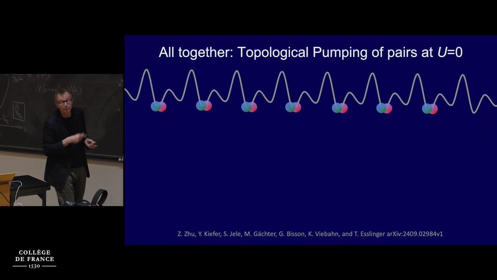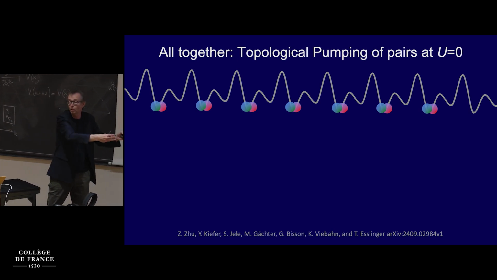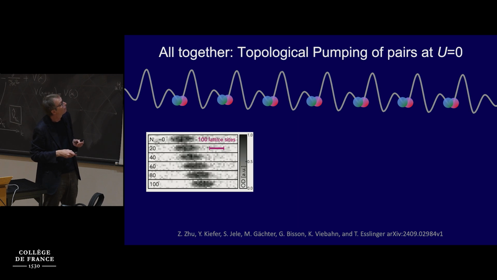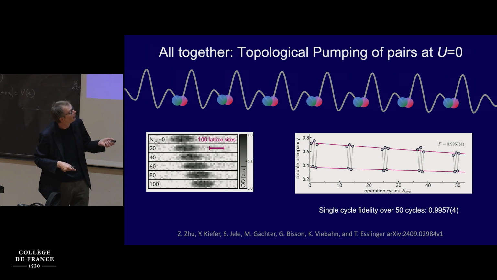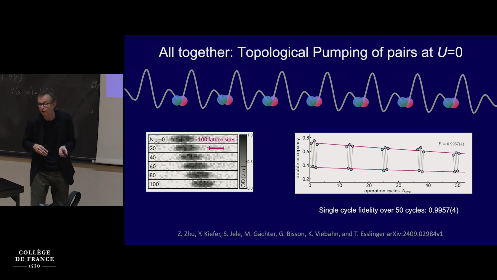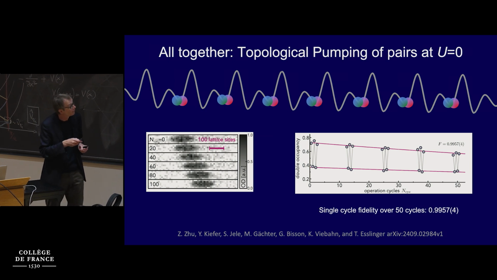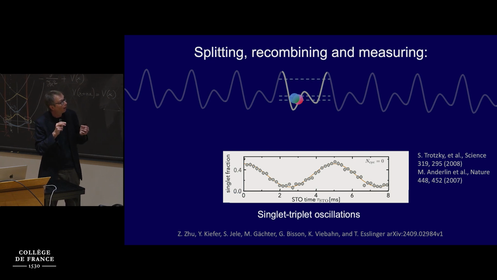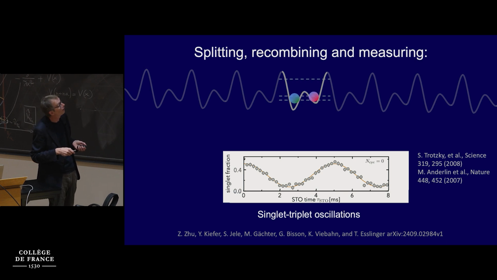So now I'm coming back to the singlets. We have the singlets in the potential, and now we can also do a pumping of all these singlets, of the joint pairs. And if we do that experimentally, we can see that per cycle we get fidelities of 99.5%, averaged over a large sample. Now we want to split them, or I showed you earlier how we can split the atoms on a double well.